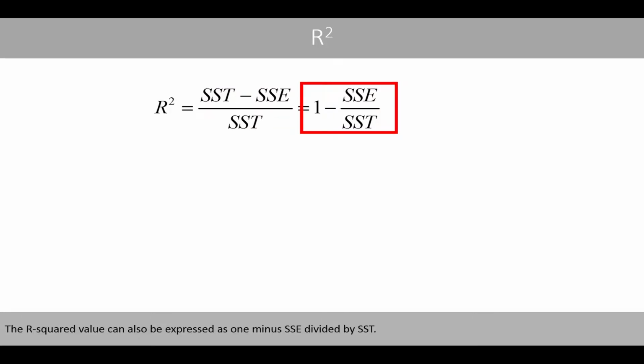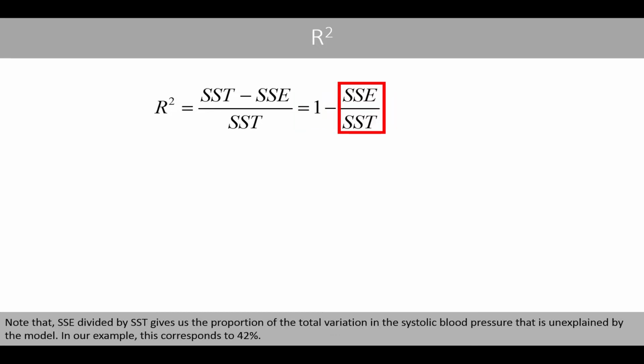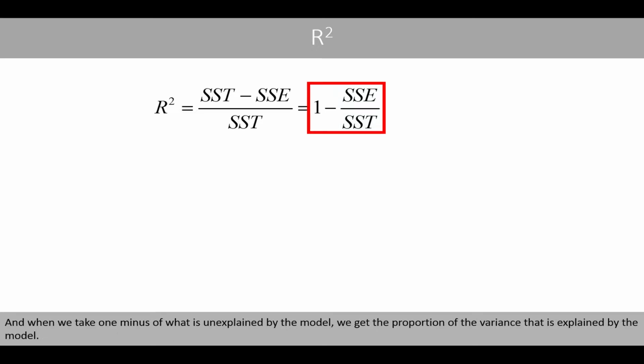The R-squared value can also be expressed as 1 minus SSE divided by SST. Note that SSE divided by SST gives us the proportion of the total variation in the systolic blood pressure that is unexplained by the model. In our example, this corresponds to 42%. And when we take 1 minus of what is unexplained by the model, we get the proportion of the variation that is explained by the model.